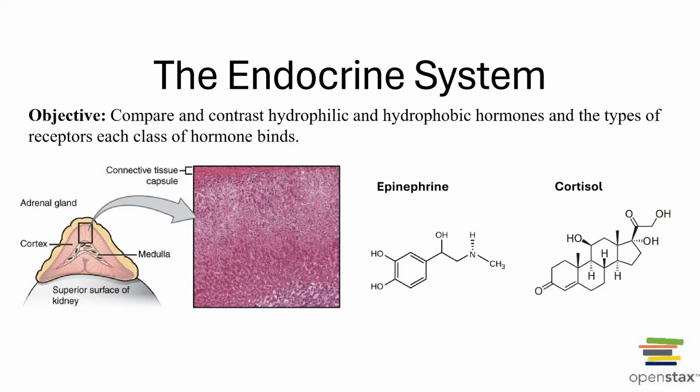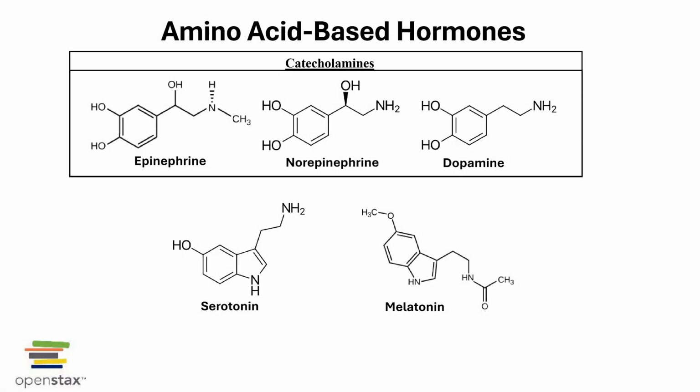In this video, we will use epinephrine and cortisol as examples to see how target cells respond to hydrophilic and hydrophobic hormones. Hydrophilic hormones are water-soluble hormones. Because they are water-soluble, they cannot readily cross the phospholipid bilayer of the cell membrane. As a result, hydrophilic hormones bind to receptors located on the cell surface.